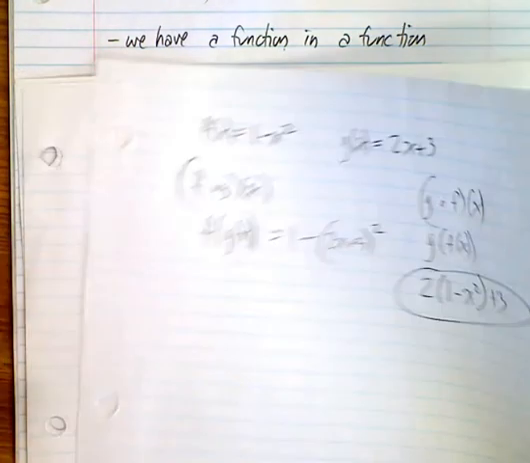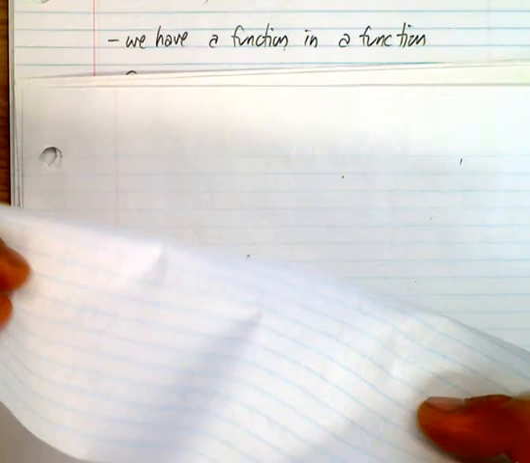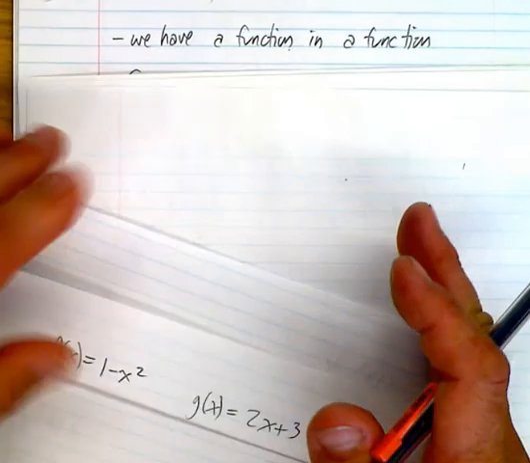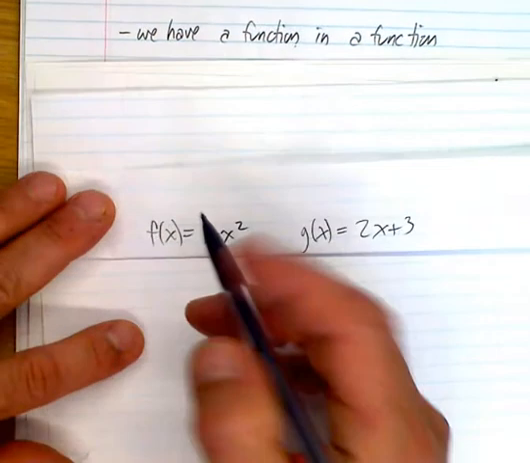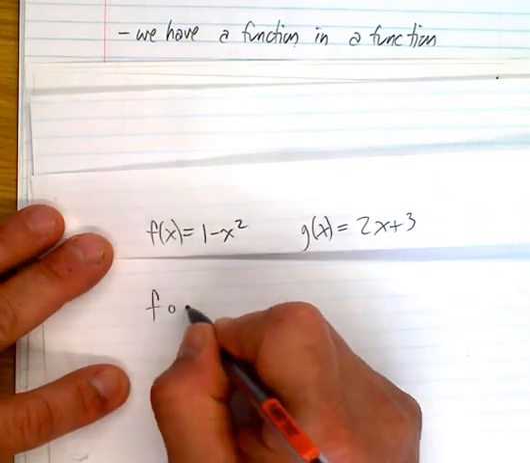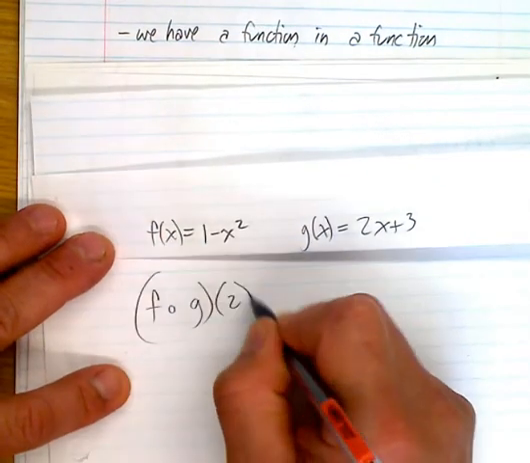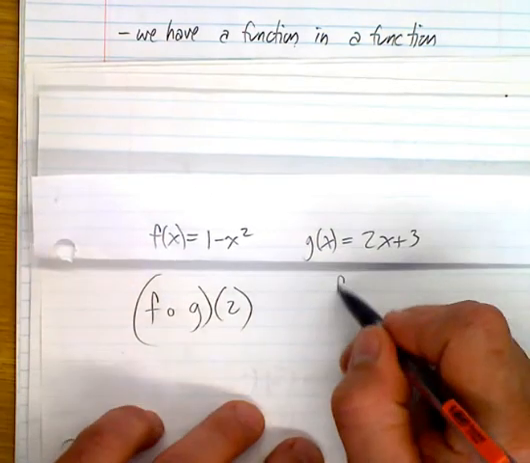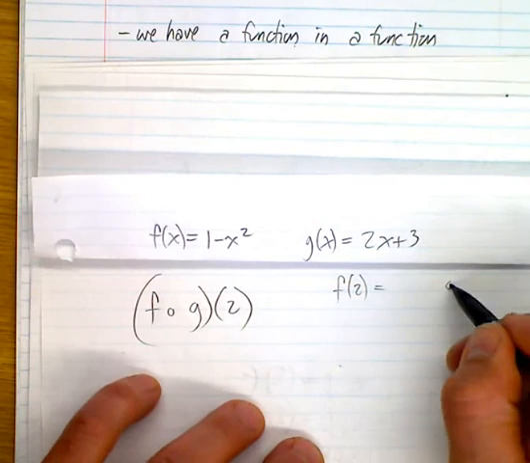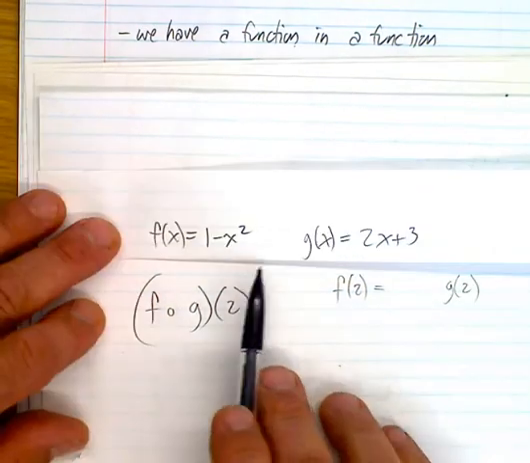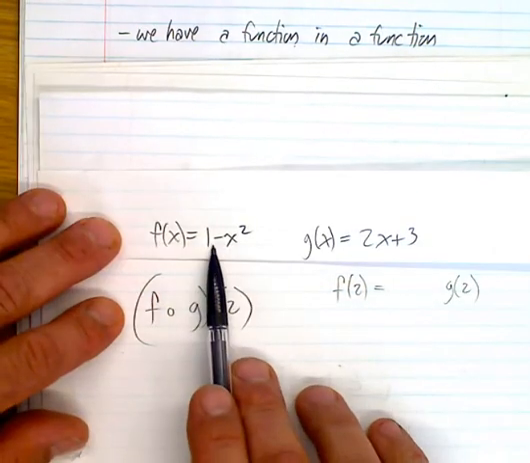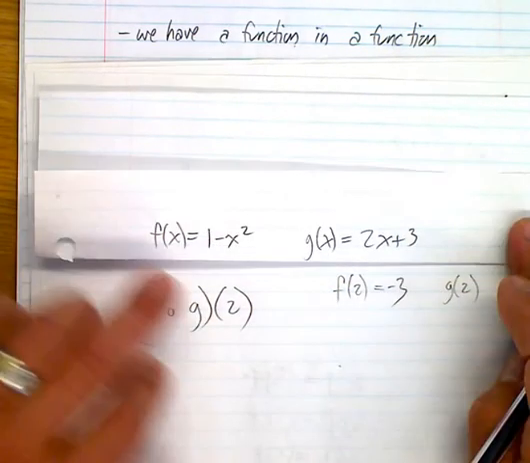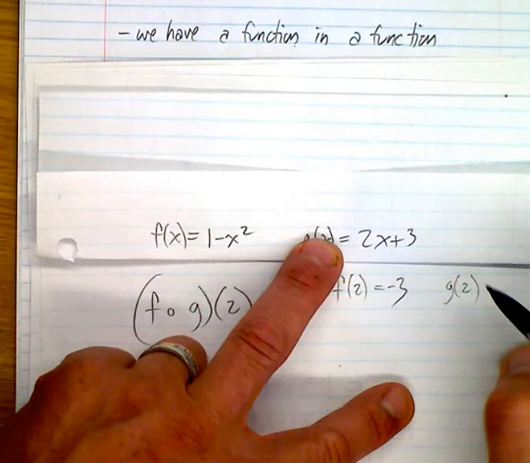Let's quickly have a look at this. If I got rid of that, let me just do this here. Now we can also take it a little bit further and say this. How about f of g of 2? Okay, well you could find f of 2 and you could find g of 2. F of 2 would be 1 minus 4, which is negative 3. G of 2 would be 4 plus 3, which is 7.